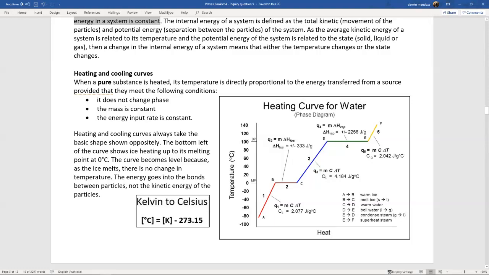And what happens at 100 degrees? It can no longer stay as water at 100 degrees. It starts changing phase. It starts changing its state. And what happens is it starts to boil. So it's boiling, boiling, boiling until all the water has been boiled off and it all becomes steam.